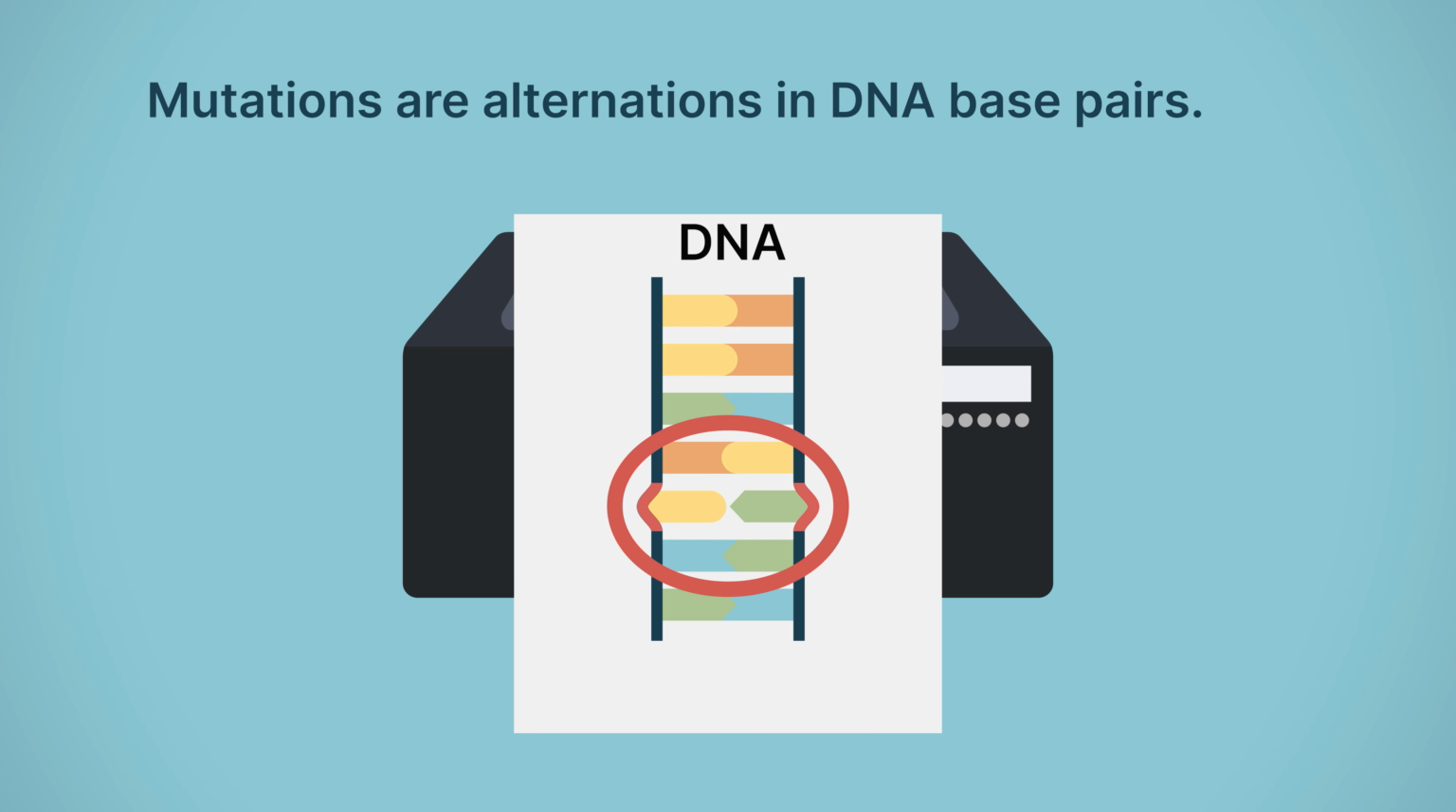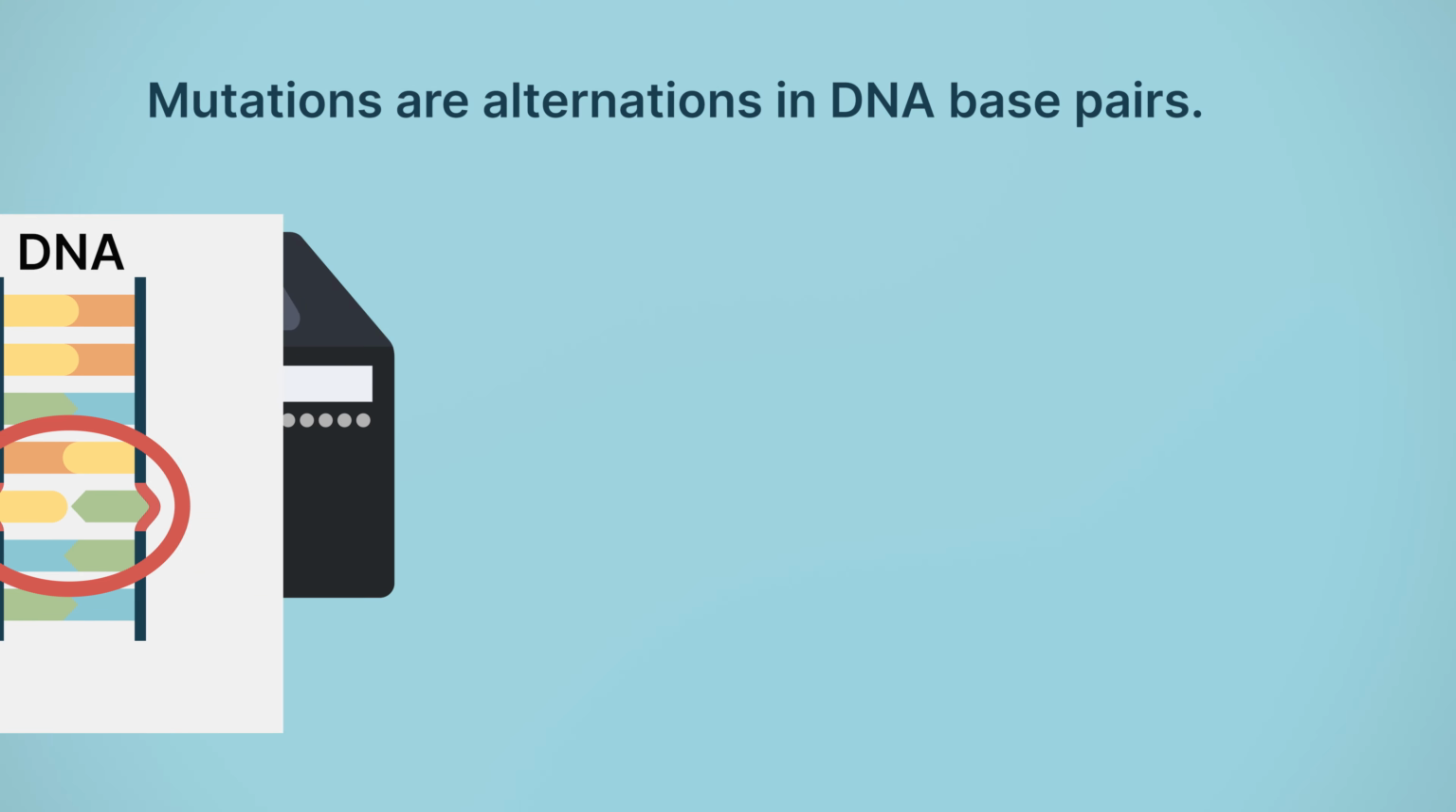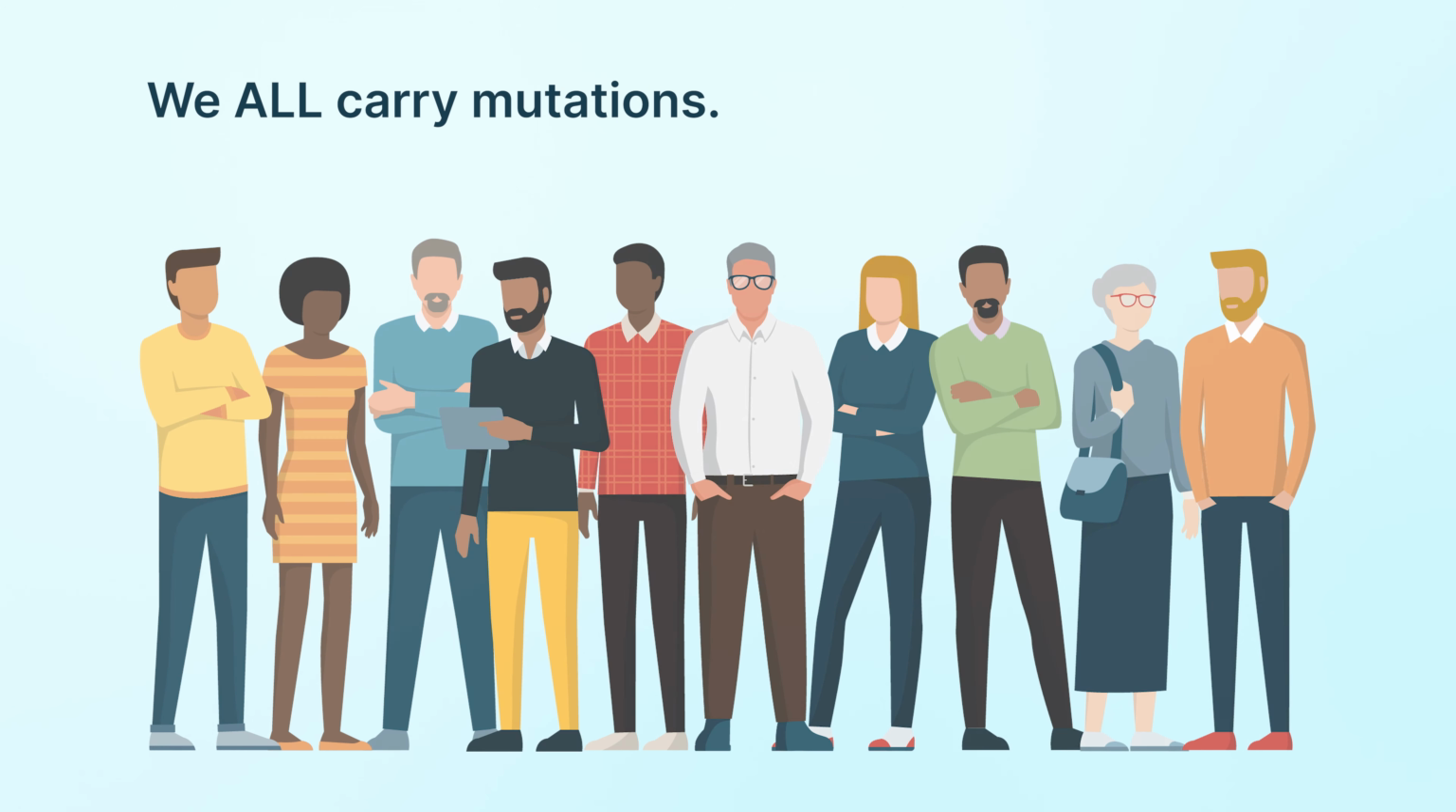Most of those mistakes we never know about. But every once in a while, a mistake occurs in a gene in which one of those bases, one of those coding segments, gets altered. And if it gets altered in a gene that causes cells to more rapidly divide, that's a mutation we want to know about. We all carry mutations. There is no such thing as totally normal DNA.